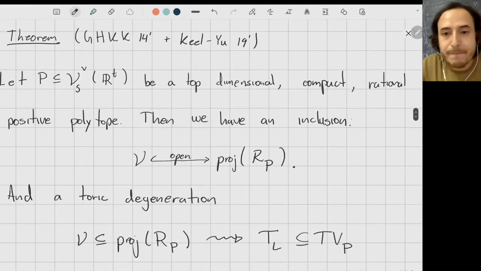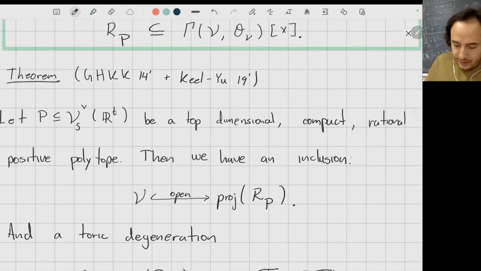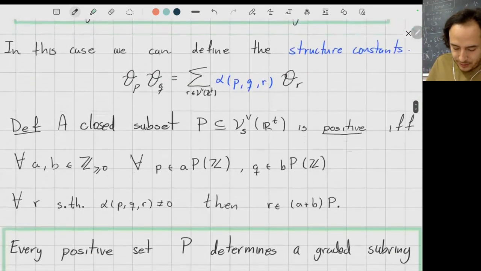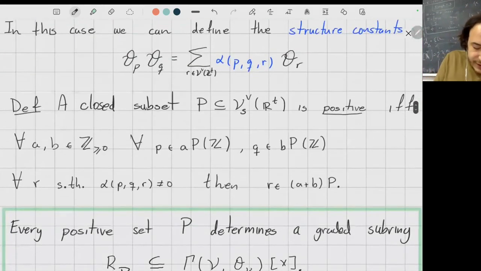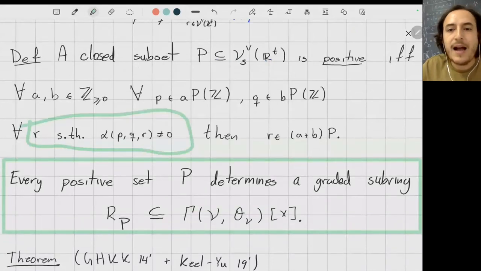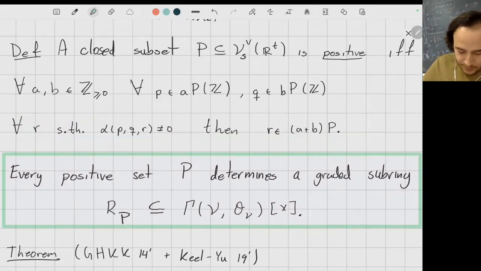Sorry, quickly ask a question. Sure. Is this an if and only if, or just one direction, the non-vanishing of the structure constants? So you said if it's non-zero, then it's an if and only if, because it's for every r such that the structure constant is non-zero. Yeah. But could I have points in the a plus b dilation where the structure constant still vanishes? Yes. Okay. Thank you. You're welcome.